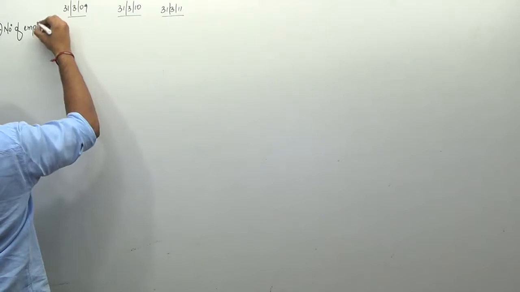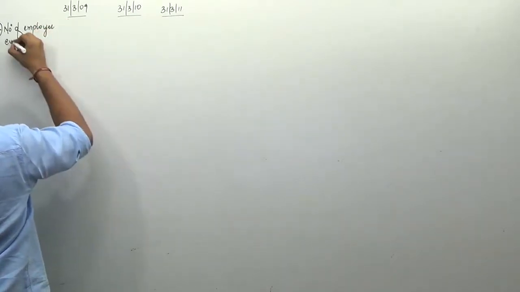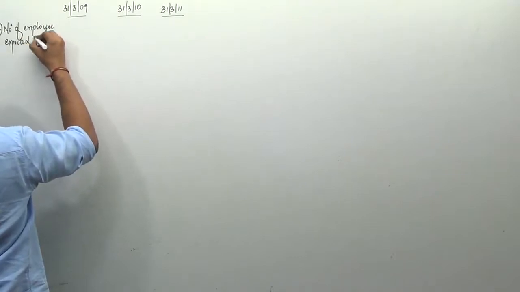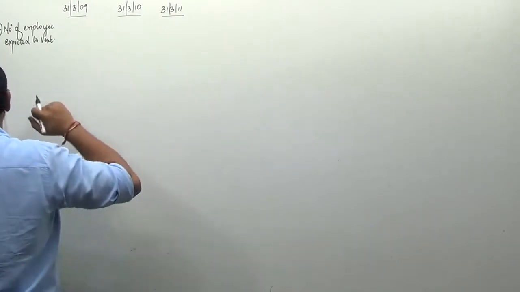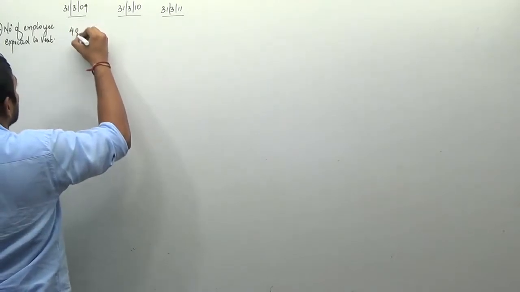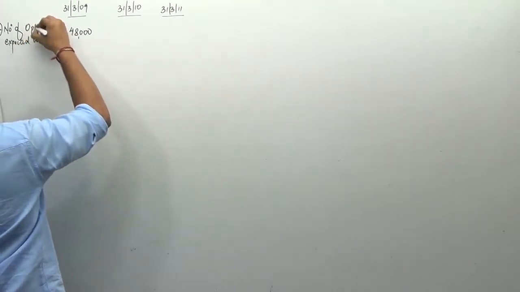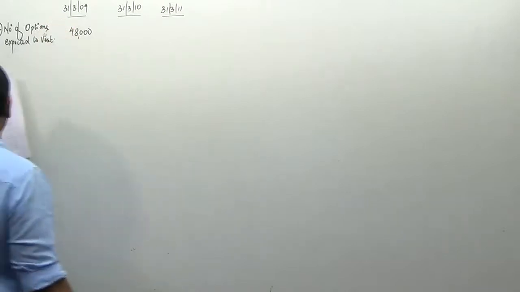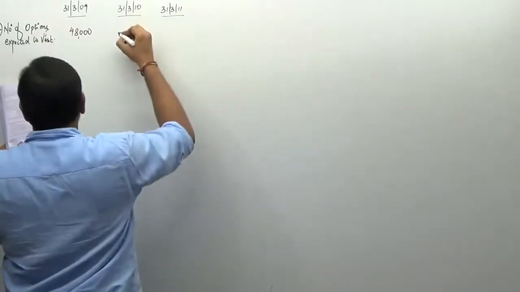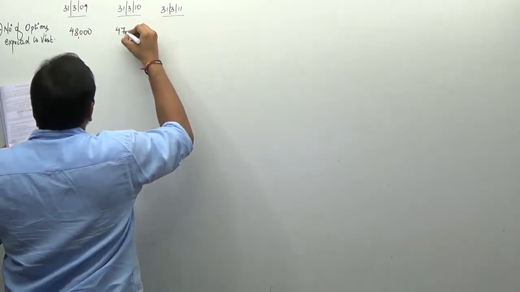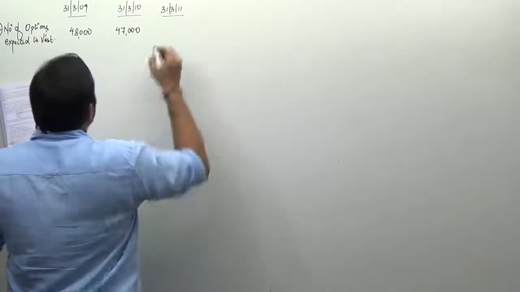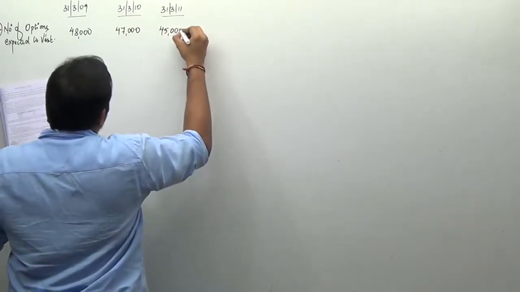Start with number of employees expected to vest. Information is given: number of employees satisfying the condition of continuous employment were 48 on 31st March 2009. Per employee, he granted 1,000 options. So number of options expected to vest, 48,000. Second one, 31st March 2010, 47,000 options. Finally, continuous employment was satisfied by 45 employees, 45,000 options.